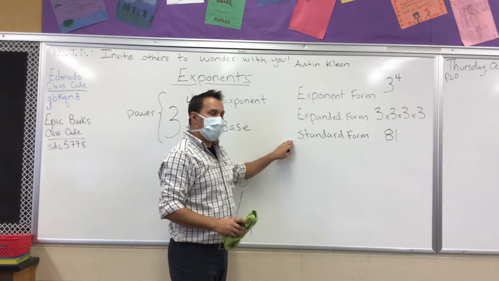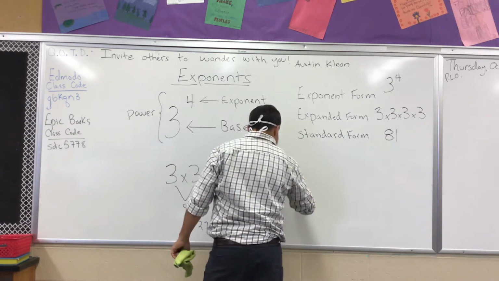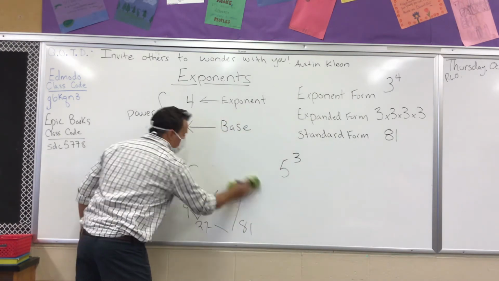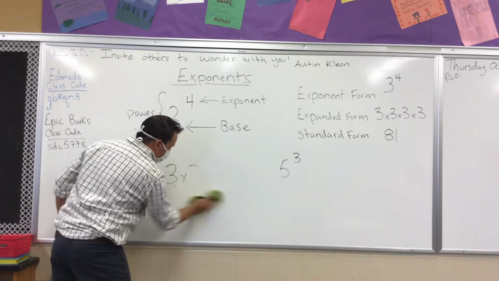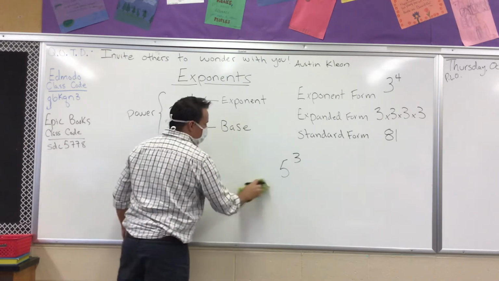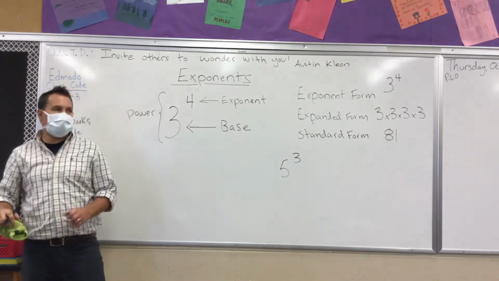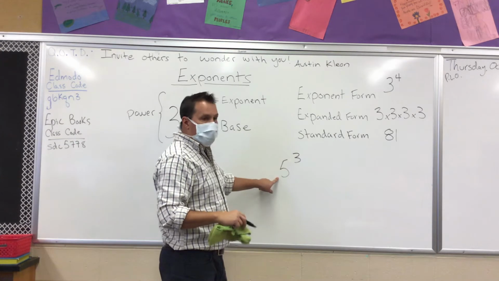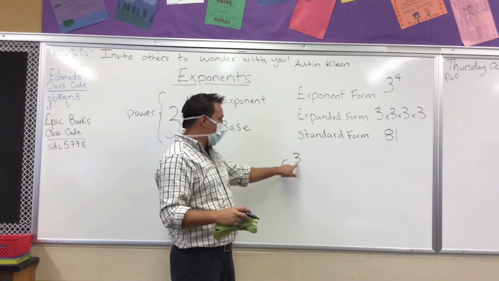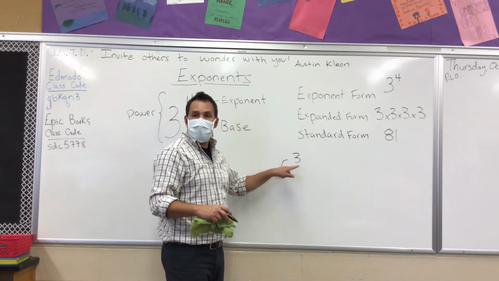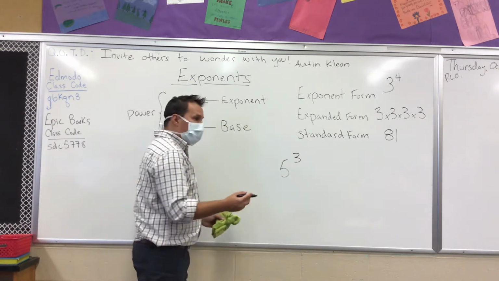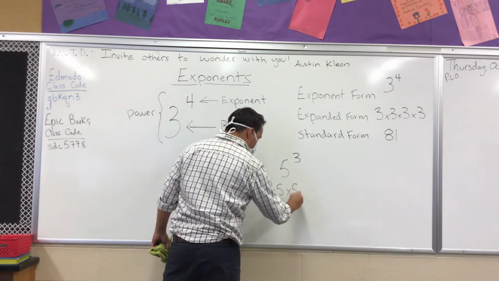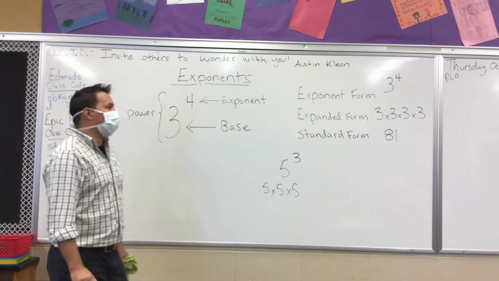Okay? If I was to write, let's say, 5 to the power of 3. Who can tell me what the base is in this exponent? What's the base, Cruz? 5. So 5 is the base. It's going to be multiplied by itself 3 times. The exponent is 3. If we were to write this in expanded form, what would it look like? 5 times 5 times 5. Like that. What would this look like in standard form?